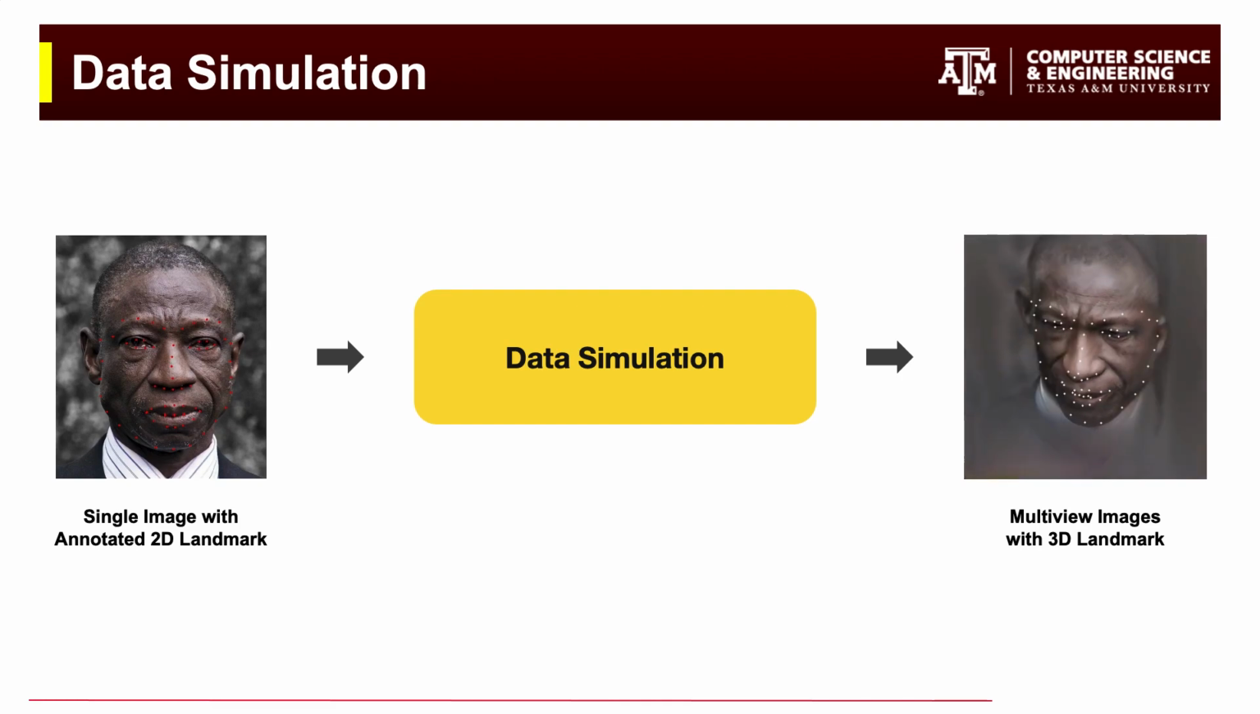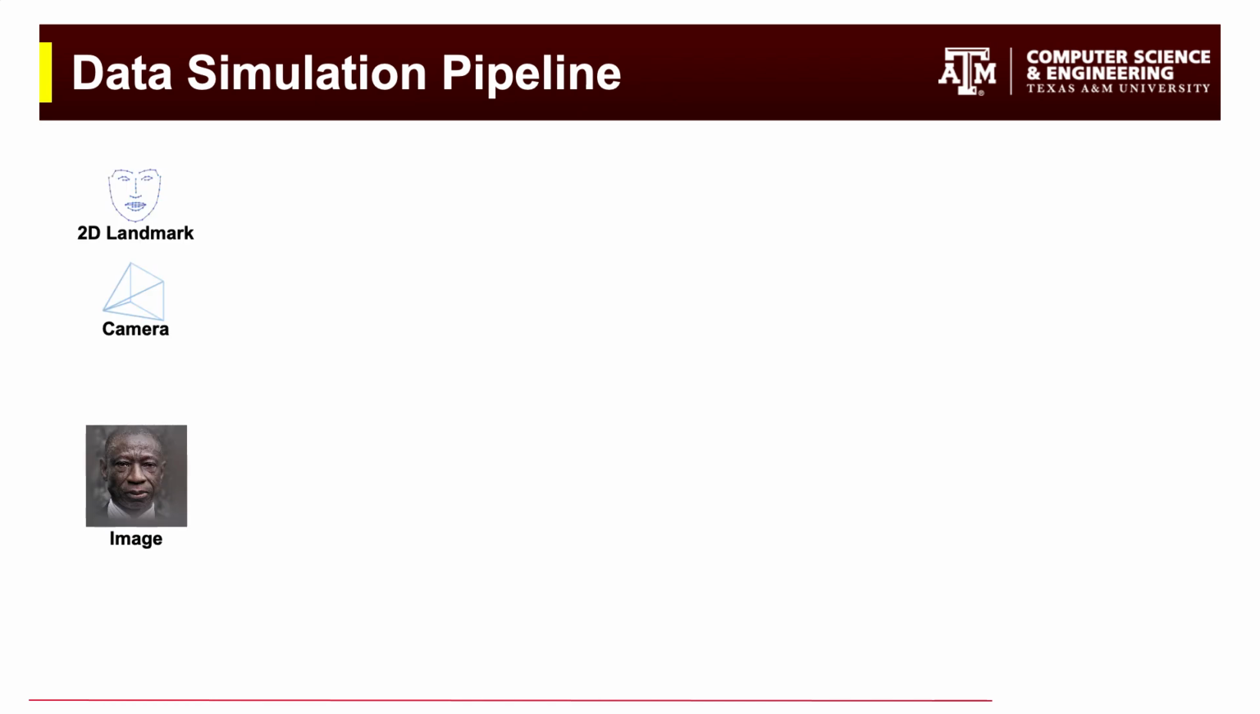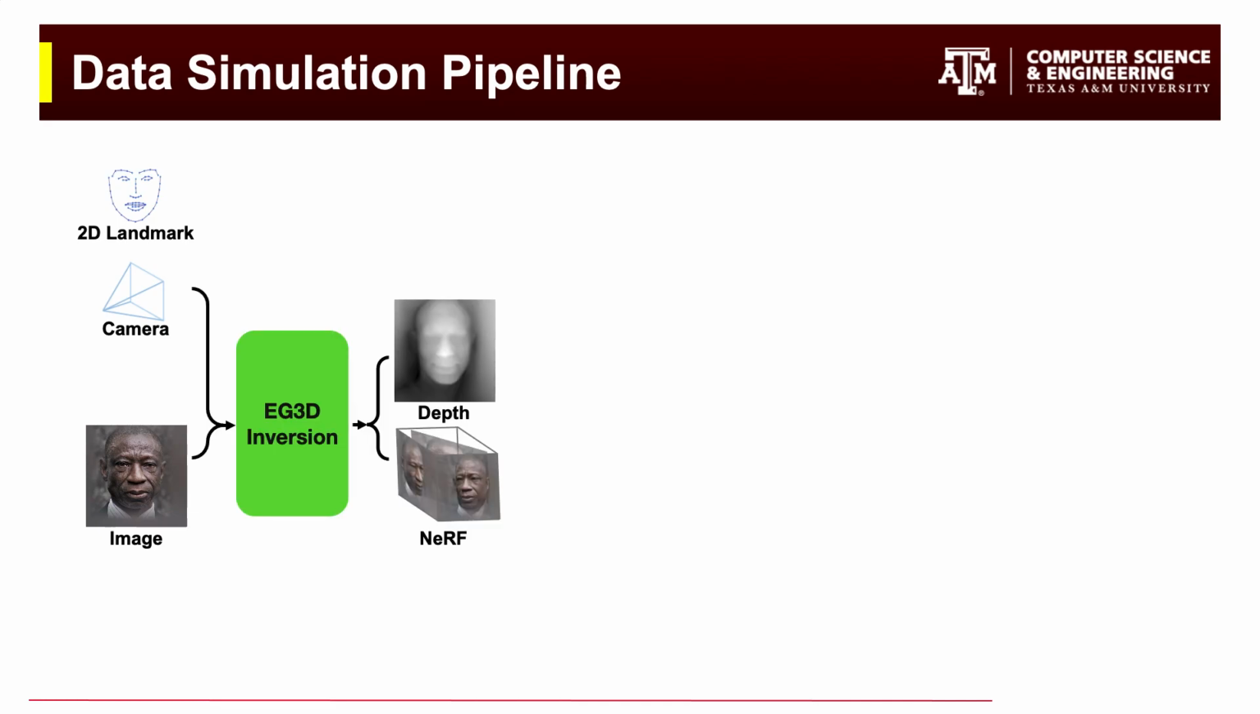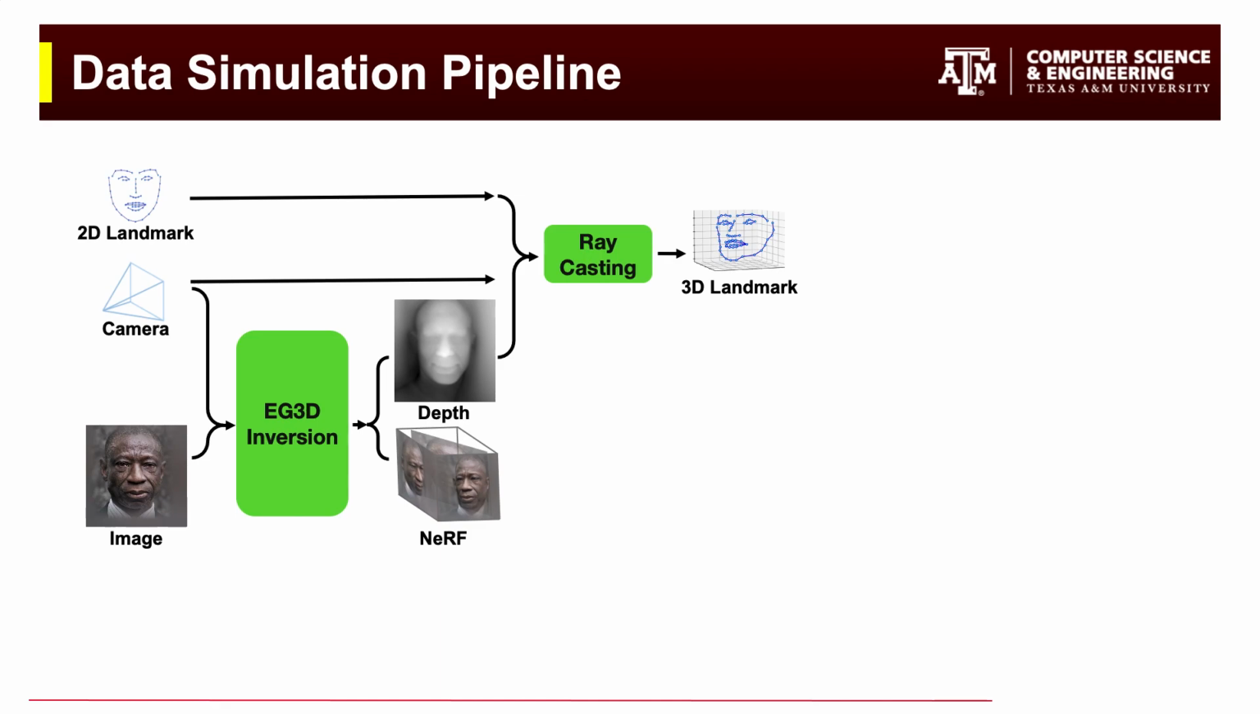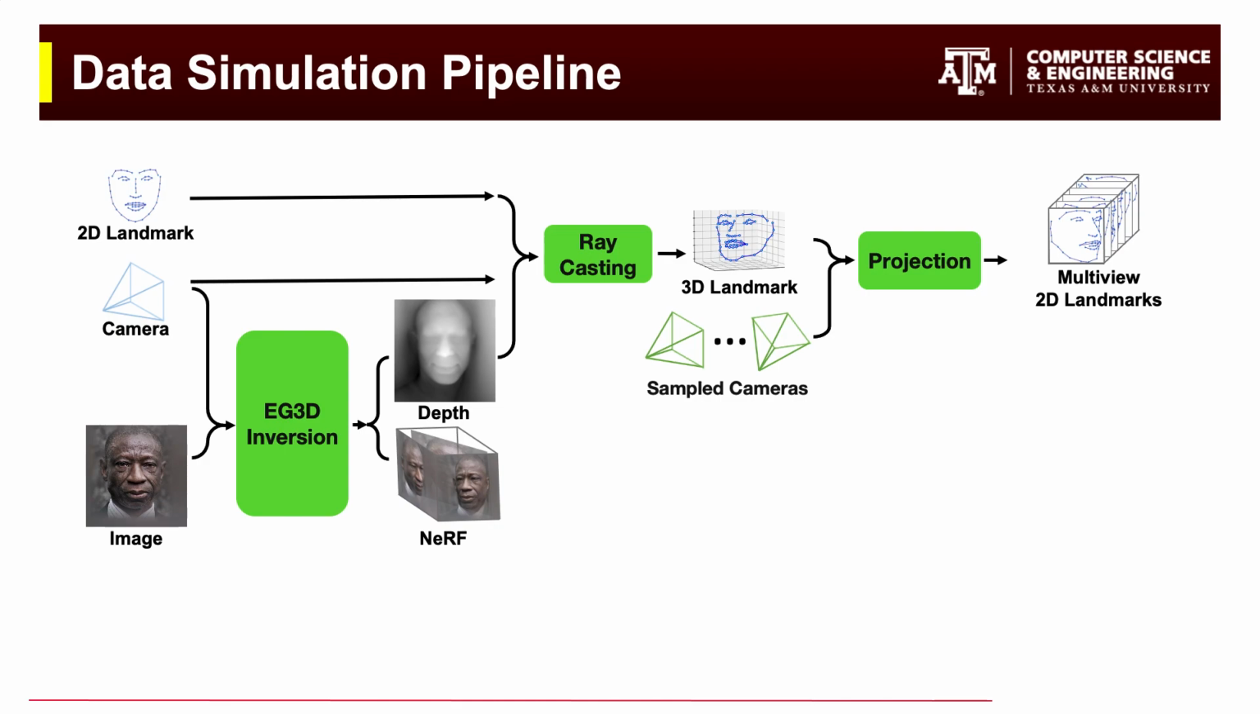To address this problem, we propose to create a simulated multi-view image dataset with 3D consistent landmark annotation. Specifically, we use a single image along with its 2D landmark and estimated camera parameters as input. We apply EG3D inversion to this image and camera information to generate the corresponding depth map and NeRF representation. Using the depth map combined with the camera parameters and the 2D landmark, we employ ray casting to obtain the 3D landmark coordinates. By sampling additional cameras, we can project the 3D landmark onto the corresponding views, resulting in multi-view 2D landmarks that maintain 3D consistency.